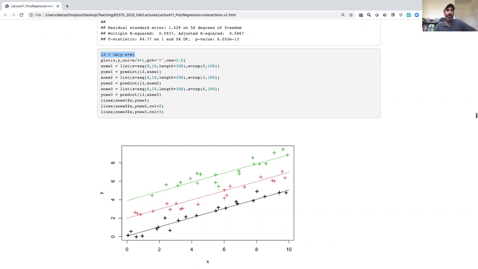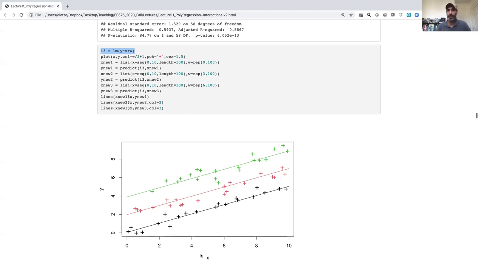Once I accounted for W, I can see that at the different levels of W there are essentially different lines. And what we're actually seeing, which was always there but we didn't really explore when we talked about multiple regression, is that the effect of W on the relationship between X and Y is really one where W is essentially modifying the intercept.